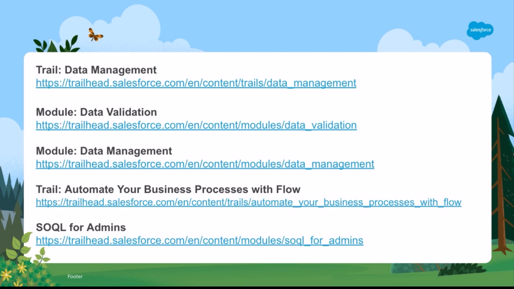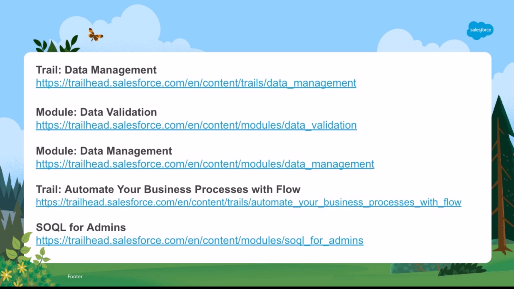So here are specific Trailhead trails or modules I'd like you to look at. First, the data management trail. Now, this trail provides a good overview of data management concepts, including data quality. Now, if you want to learn more about validation rules, check out the Data Validation module. And this module provides a comprehensive view of creating and using validation rules. To learn more about duplicate management, check out the Data Management module. Now, this module covers data management features, including duplicate management.